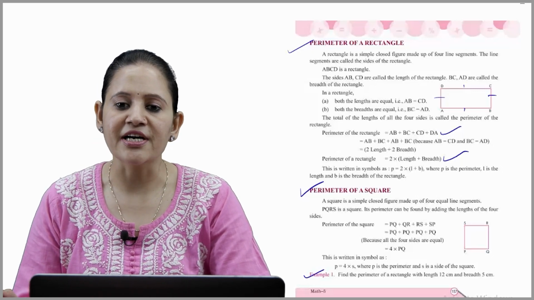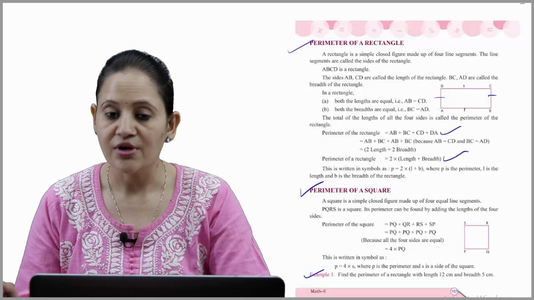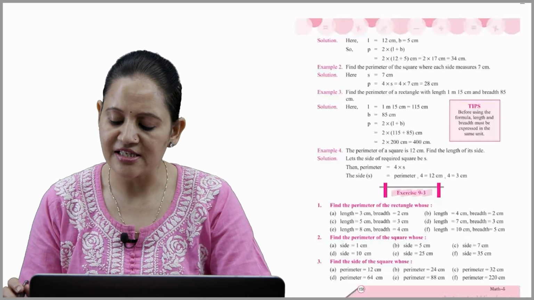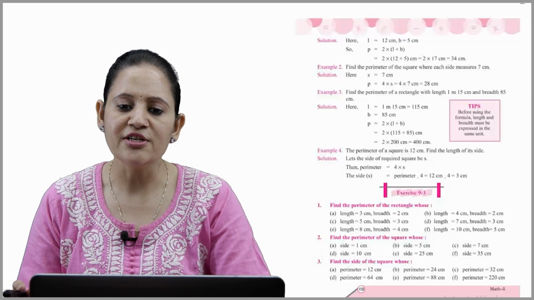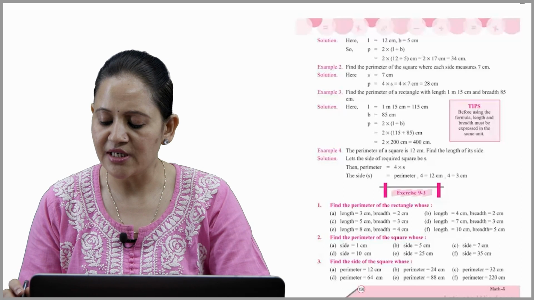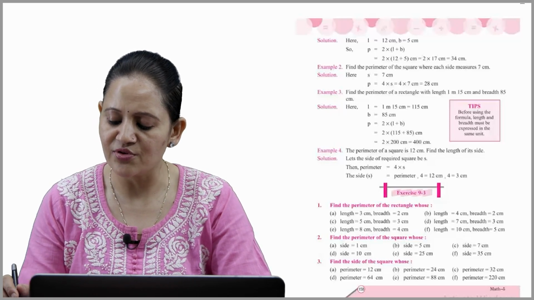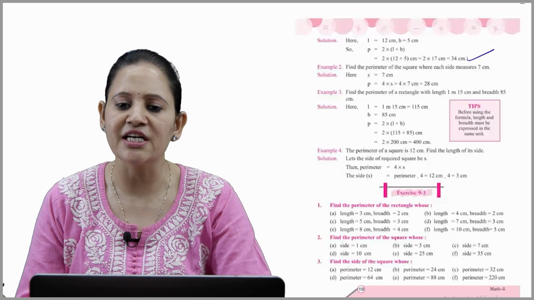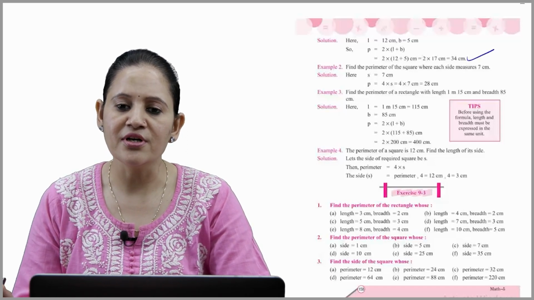Now we'll take an example. Find the perimeter of a rectangle with length 12 cm and breadth 5 cm. So here length and breadth are given. As we know, perimeter of the rectangle is equal to 2 into L plus B. So we'll put the respective values. 2 into 12 plus 5, that is 2 into 17, that is 34 cm. That is the perimeter of the given rectangle. Next is exercise 9.3.